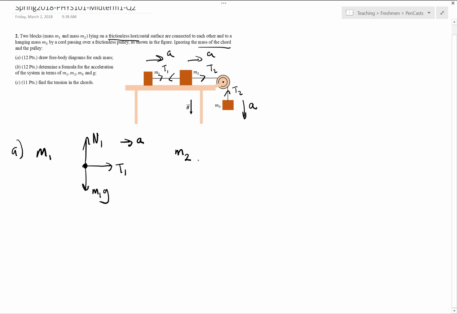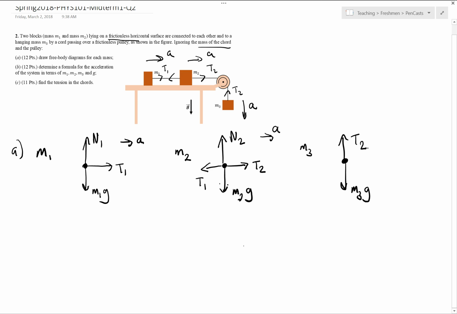Let's do the same thing for M2. Just like any massive object, it has a weight, M2G, pulling it down, but that's countered by the table. The second cord is pulling it to the right, the first cord is pulling it to the left, and its acceleration is again in the same direction as M1. How about M3? M3 has its weight, M3G, pulling it down, and T2 pulling it up, and its acceleration is downward. So the first part we have already done.